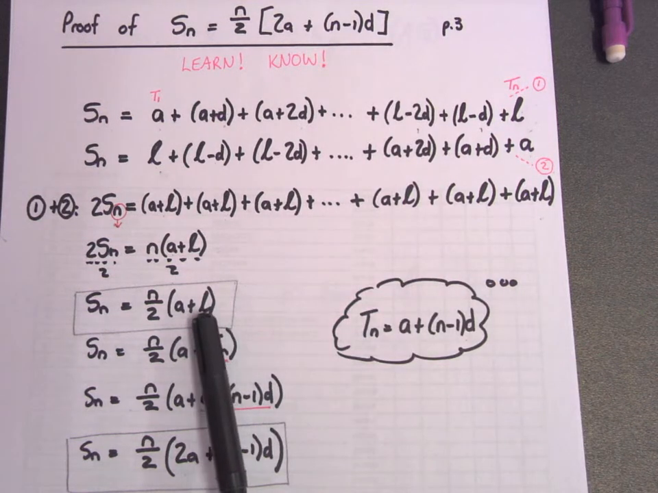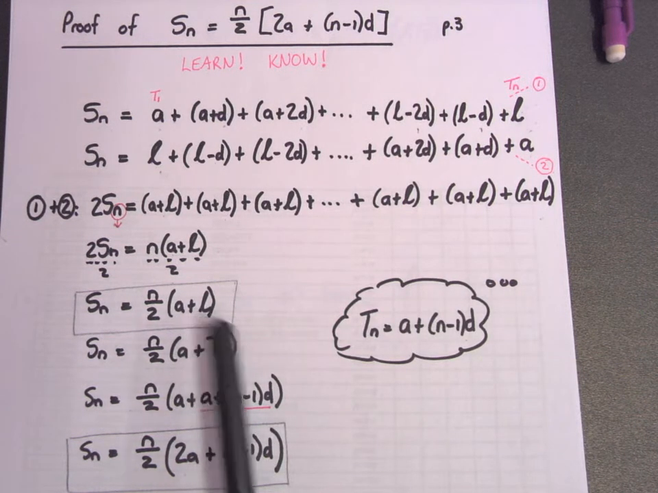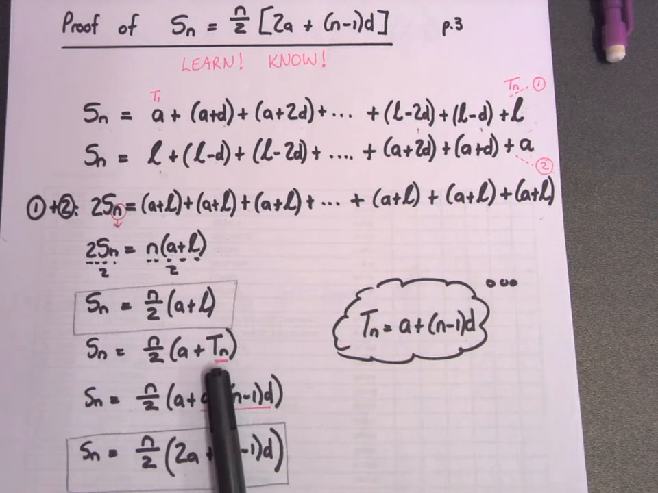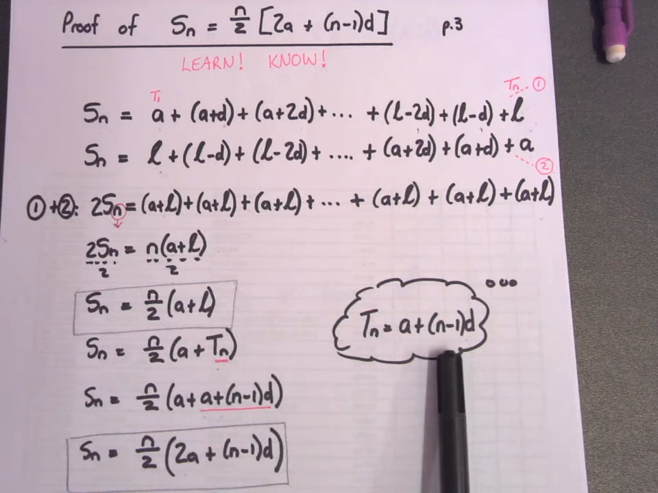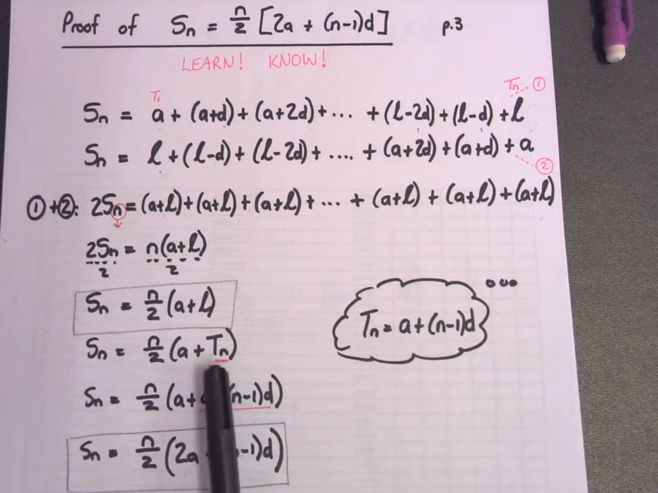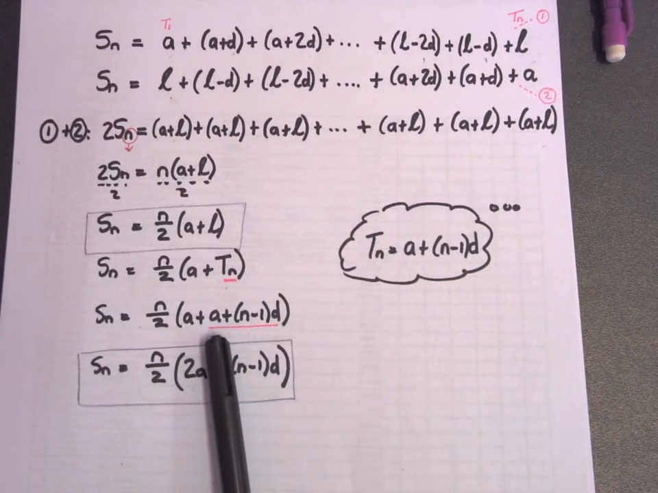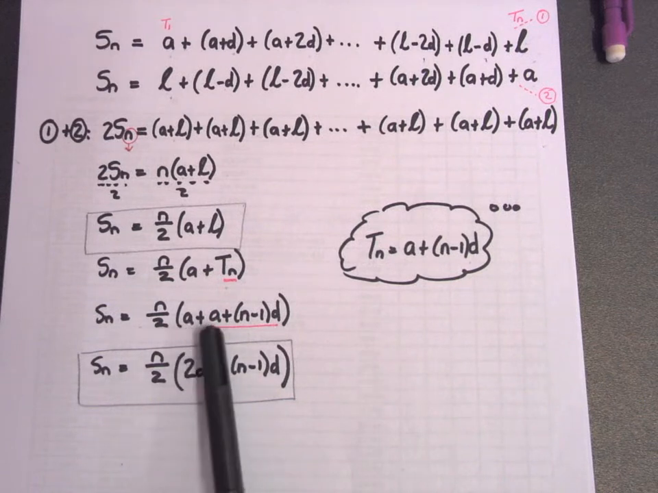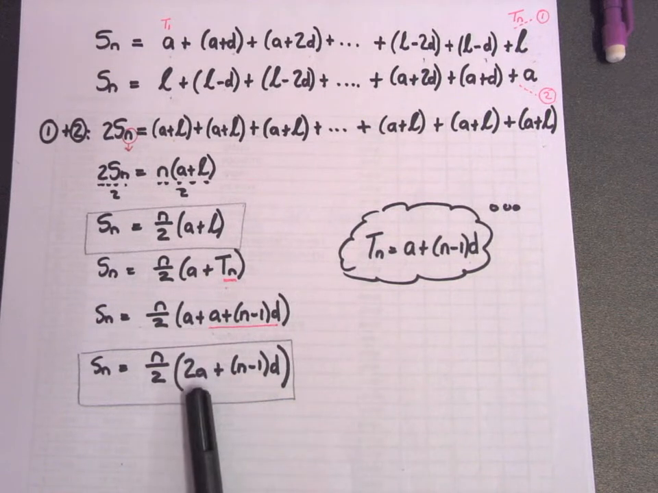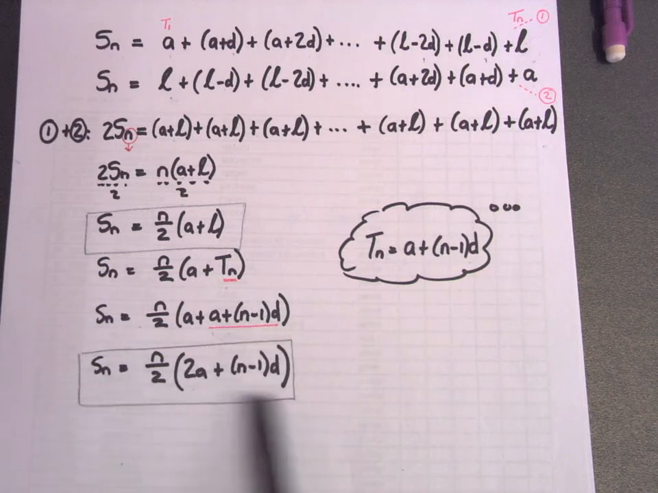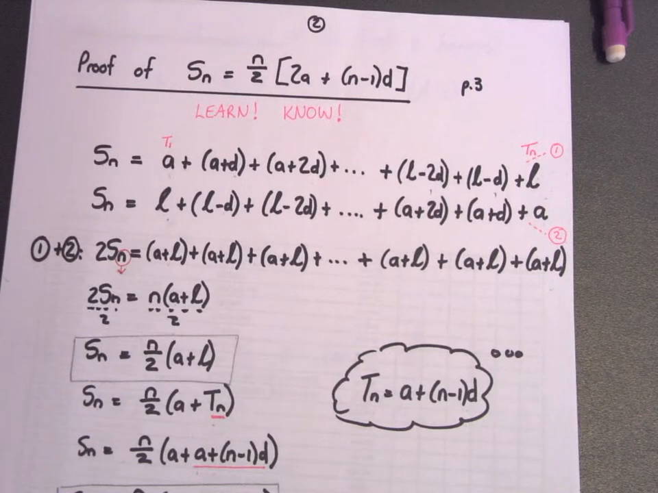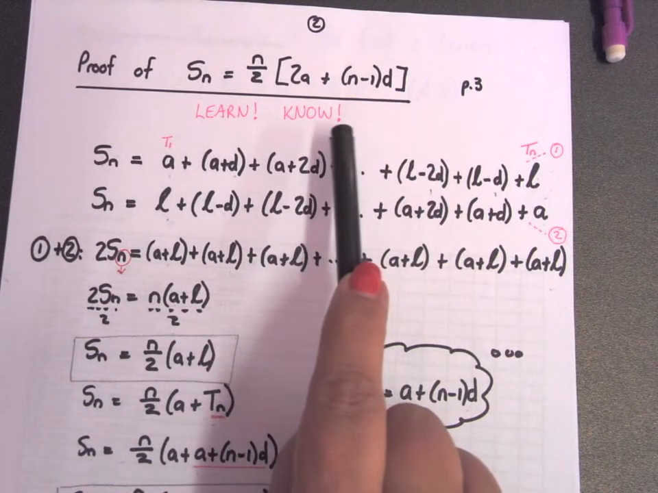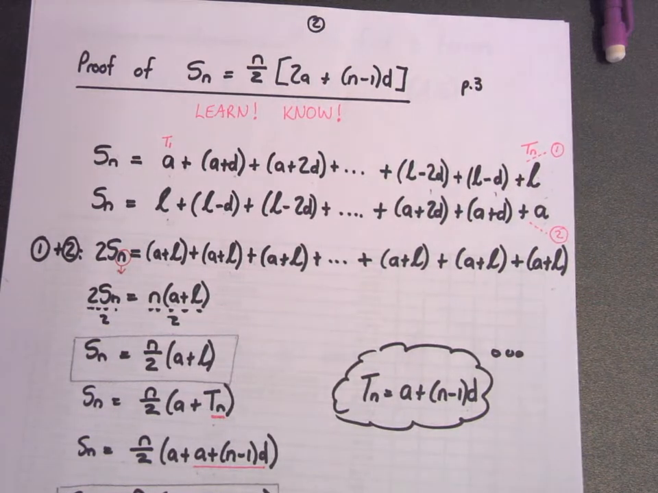Now, the last term is also known as term n. And we know that term n has a formula. So we substitute Tn with a plus n minus 1 d. And then if we add those two a's, we get 2a. And this is the proof for the long formula for the arithmetic series. Again, you have to learn this and you have to know this for all the tests and all the exams.